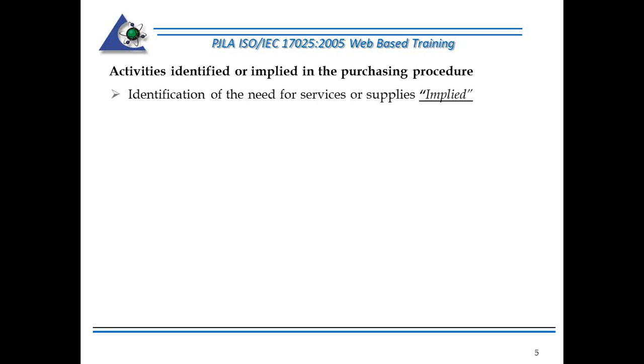The very first thing that happens in the purchasing process is that somewhere along the line there's the identification of the need for services or supplies. This is implied in 4.6. Nowhere does it say that this happens, but what it does begin with is the response to this having happened. So the implication is there that this took place.